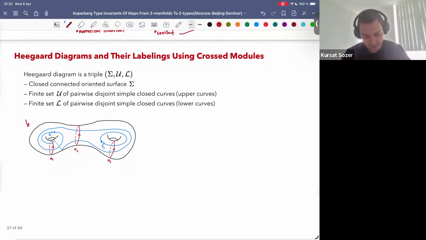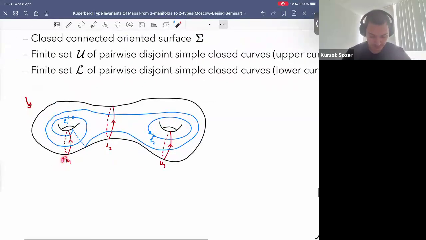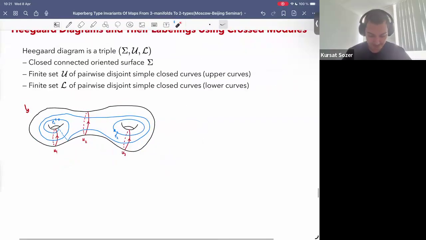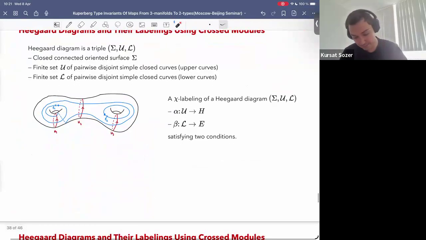The Heegaard diagram is a triple: Sigma, the Heegaard surface, a collection of pairwise disjoint simple closed curves, upper curves we call them, and similar pairwise disjoint simple closed curves, lower curves. Like in this case, the red ones can be regarded as upper curves, and the blue ones can be regarded as lower curves. Okay? And we encode the homotopy class, the idea of this map f, and we are given f from M, maybe just the homotopy class.